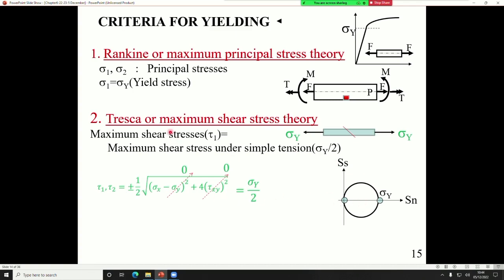So based on this criterion, whenever the maximum shear stress is equal to the maximum shear stress under simple tension, the material has failed. Yes, please.